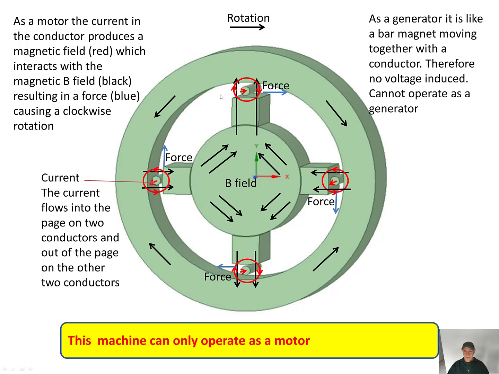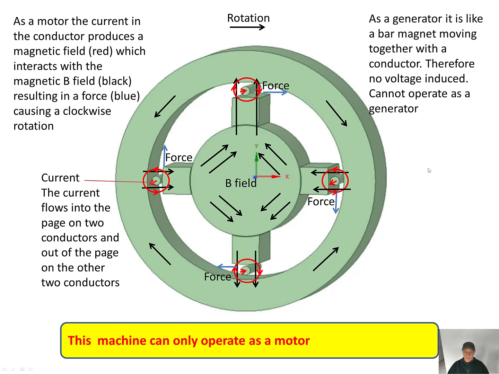Now if you try to operate this as a generator, think of it as a bar magnet and a conductor moving together. As a generator, it's like a bar magnet moving together with a conductor, therefore no voltage is induced. It cannot operate as a generator.